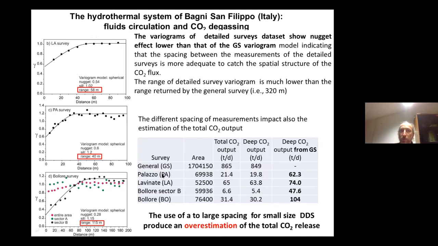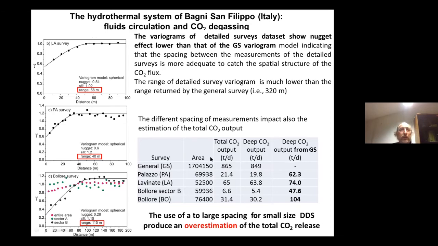For example, taking this Palazzo area, that is one of these degassing sub areas, we have an estimated output of deep carbon dioxide of about 62 tons from the general surveys, while only 90 tons from the detailed survey. So this is a practical example that shows that using a large spacing for studying small size DDS can produce a great overestimation of the total release.